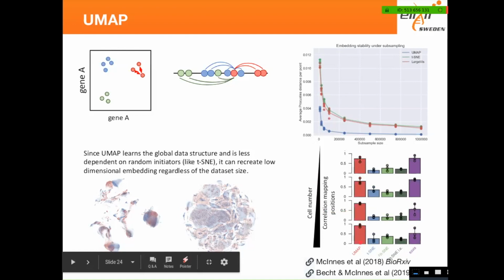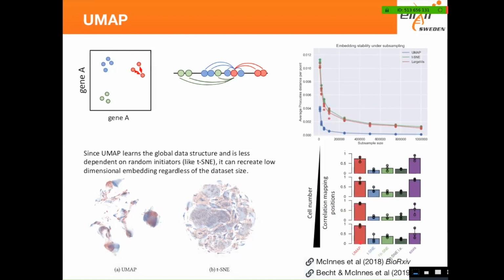So UMAP is quite good to assign new points to your embedding in that way. So you don't really need to run UMAP again if you have more samples. It's still recommended to do that, but it's just another way that you can do without it even.